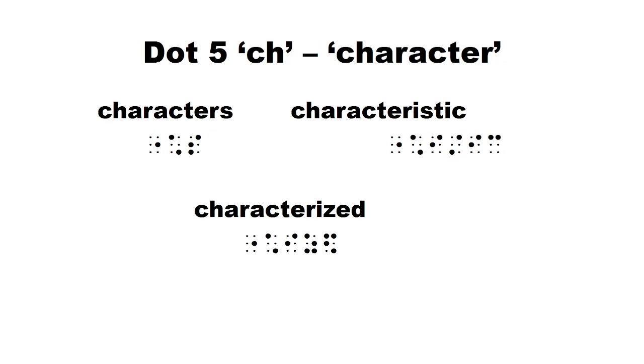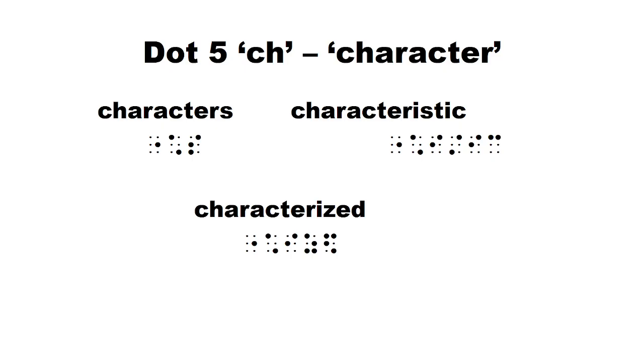Next, we have the contraction dot 5 and CH. Now, whenever you encounter this two-cell contraction, it represents the word character. So that's quite a long word, so really a lot of cells that you can save with this contraction. So let's take some examples.